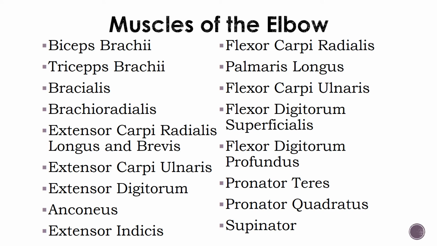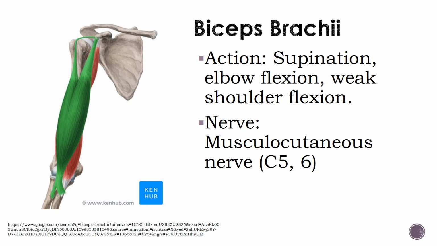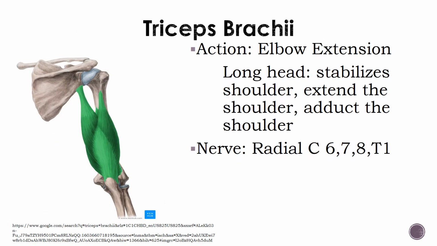These are the muscles of the elbow. Some of these also go through the hand. The biceps brachii action is supination, elbow flexion, and also does some shoulder flexion. The nerve is musculocutaneous nerve C5 and 6. Triceps brachii action is elbow extension. The long head also stabilizes the shoulder, extends the shoulder, and adducts the shoulder. The nerve is radial C6, 7, 8, and T1.